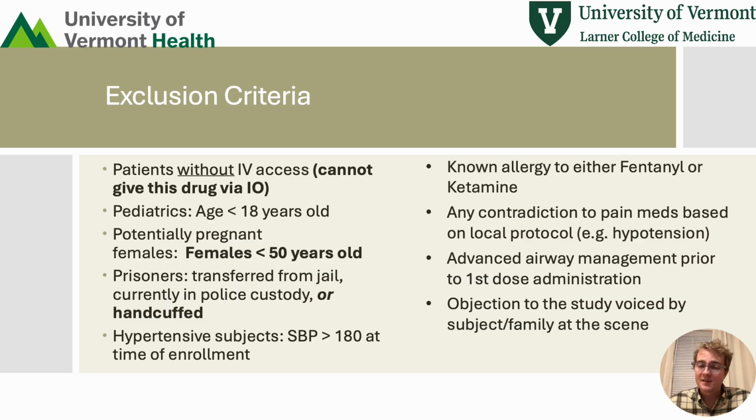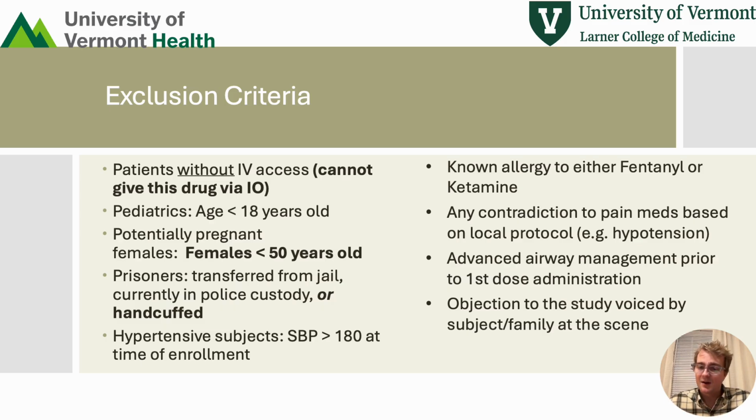If you have a severely hypertensive patient, so for this case, that's defined as systolic blood pressure greater than 180, do not enroll them in the study. If they have a known allergy to either fentanyl or ketamine, or if there's any contraindication based on our local protocol, so if you wouldn't feel comfortable giving your patient fentanyl or ketamine, don't enroll them in the study. If you have a patient with severe hypotension and you wouldn't normally consider fentanyl as an option because of that, don't enroll them in pain. If you have a patient with a history of schizophrenia and you otherwise wouldn't want to give them ketamine, don't enroll them in pain.